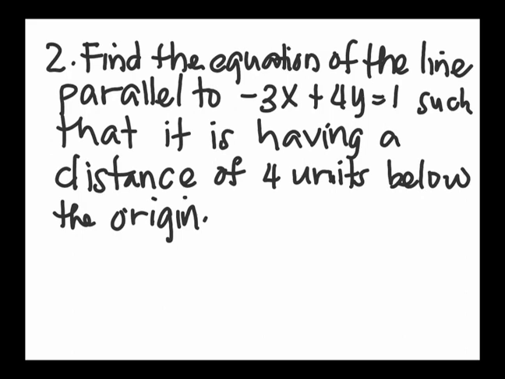Let's have the second example. We'll find the equation of the line parallel to this line given this equation, negative 3x plus 4y equals 1, such that it is having a distance of 4 units below the point of origin.